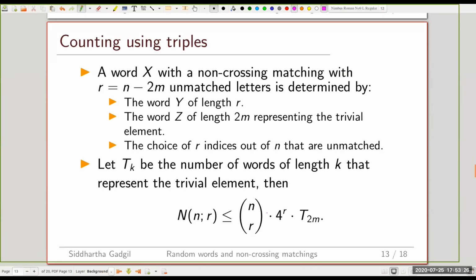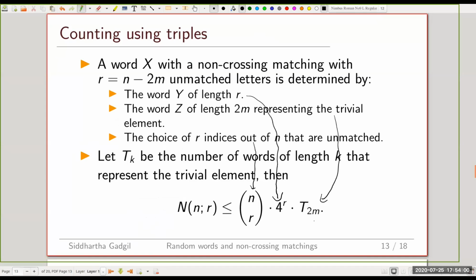Okay, so now some simple combinatorics. So what does this tell you? I hope I have a pen. Yeah, let me make this one black. So the choice of R indices out of N, of course, we learn in school, is N choose R. Word Y we have no control over because these are unmatched, but it has length R, so there are 4 to the R. Okay, and what about Z? I'm just giving it a name. I'm calling it T2M. This is the number of words of length 2M which are trivial elements in the free group. And so what we are left with is to count T2M. Okay, so that is the key point.